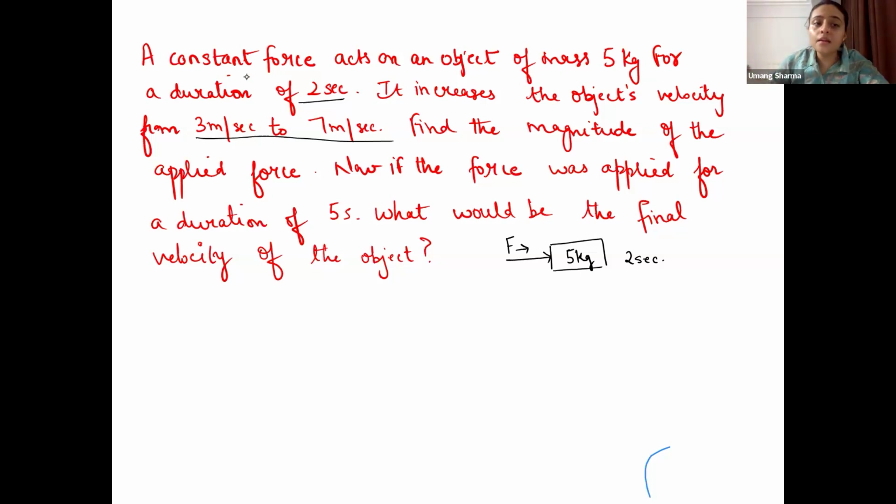So listen, it's saying that a constant force acts on an object of mass 5 kg for a duration of 2 seconds. Like time is given 2 seconds. And it increases the object's velocity from 3 meter per second to 7 meter per second. So Abhay, these ones are the velocities. Now you need to tell me which one is which. Like which one is the initial velocity, from where the force has been exerted, and then the body takes the velocity of how much? Tell me this one. What is the initial velocity and what is the final velocity, students?